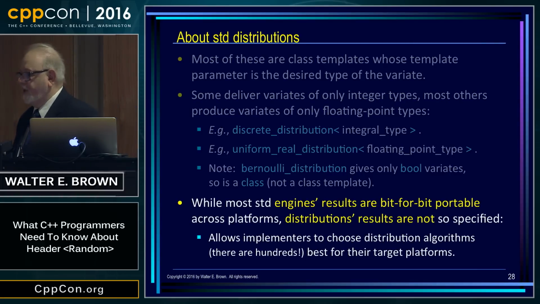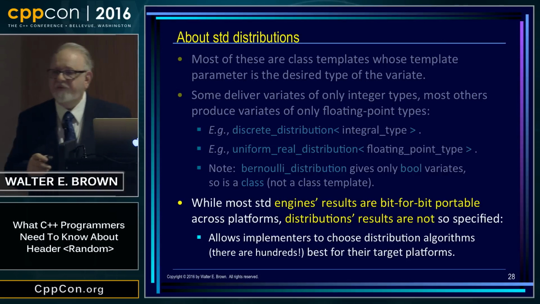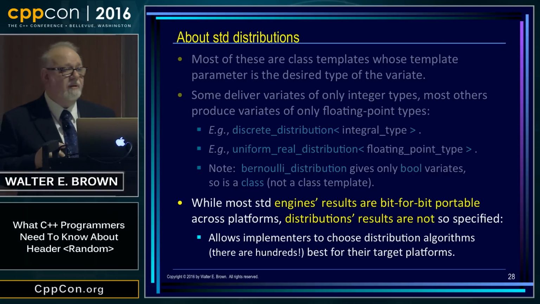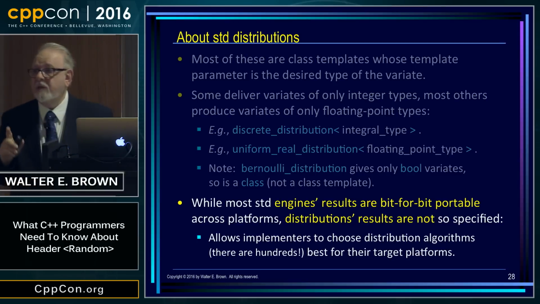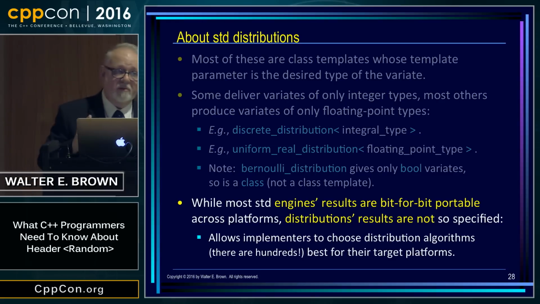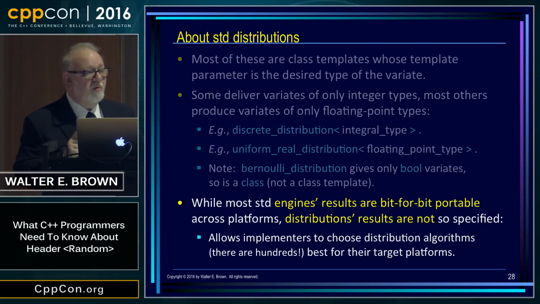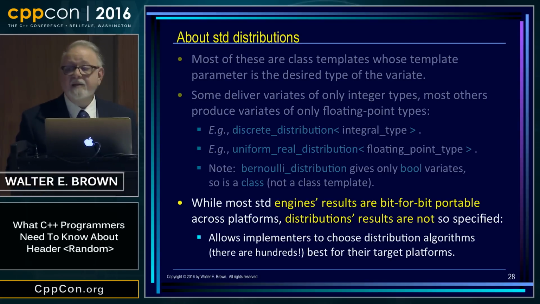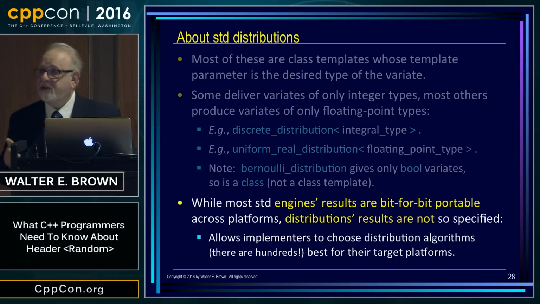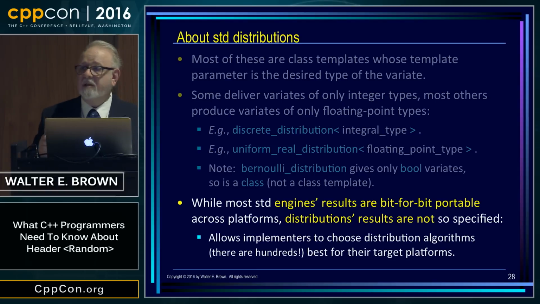I told you a little bit ago that the standard engines are bit-for-bit portable, with the one exception. That is not true for distributions. We do not specify the algorithm by which a distribution gives you a variate. Your vendor gets to choose. And there are lots of choices that can be made. There are literally not just dozens, but hundreds of algorithms for almost any possible distributions. Of course, the better known distributions have more options.